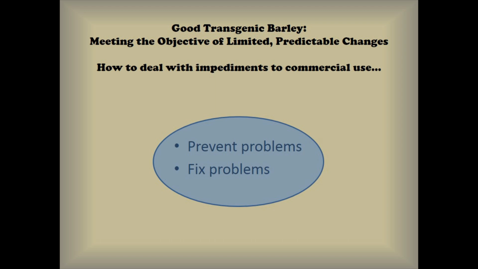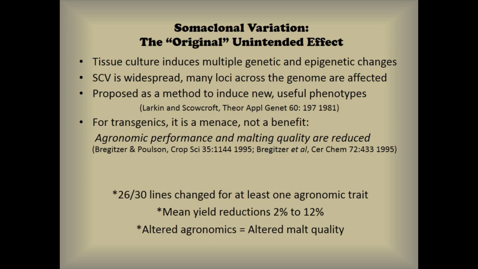And I have a couple of ways of dealing with these things. I can either prevent the problems from occurring in the first place, or after they occur, we can fix the problems, at least to a certain extent. So one of the first things that we ran into when we started working with tissue culture systems relative to barley was somaclonal variation.